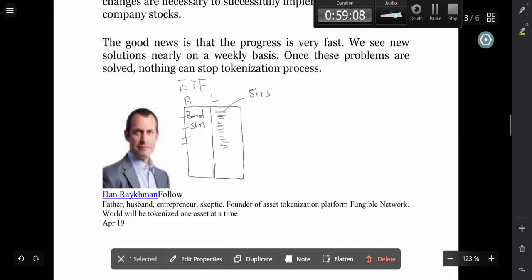Now, that is the essence of an ETF. And you can see that, it's really not that complicated. Now, so what actually can you do with these shares?